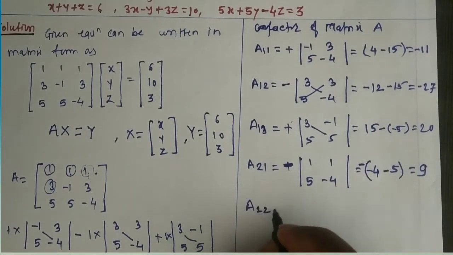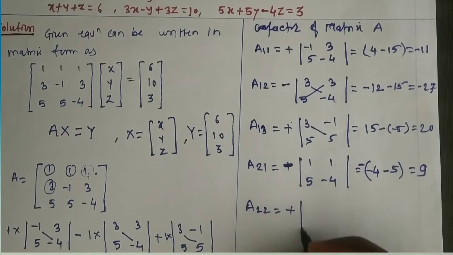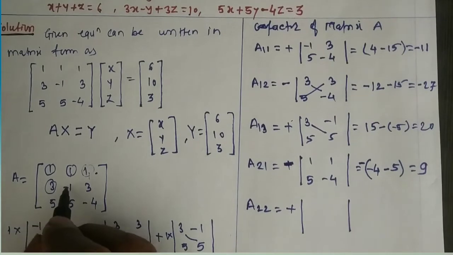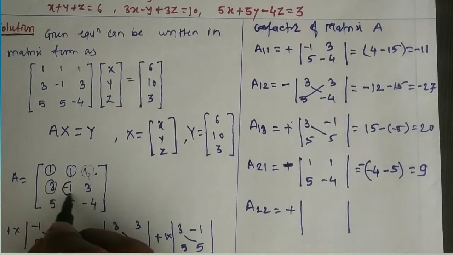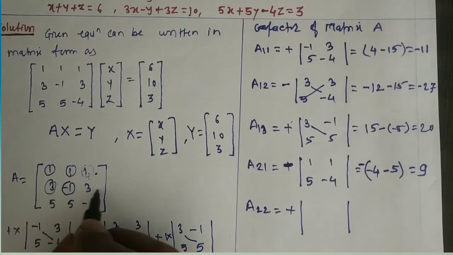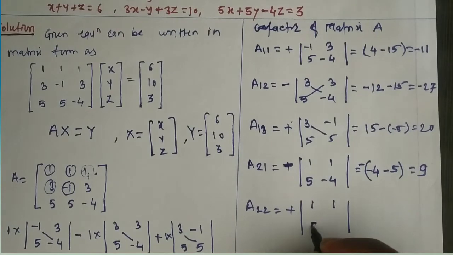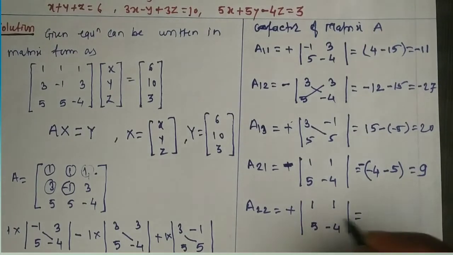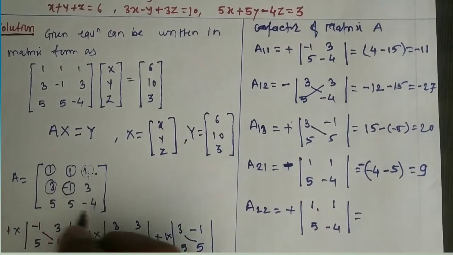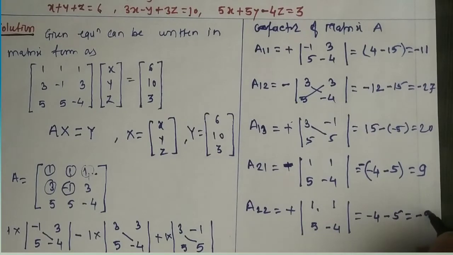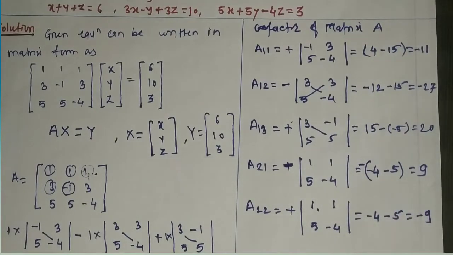Now calculate what is A22. After minus we have to write plus. So A22 means fourth entry. This entry 4. So eliminate this and this. Correct? Vertically and horizontally. What are the remaining entries? 1, 1 and 5 minus 4. So 1 into minus 4 is minus 4 and minus 5 into 1 is minus 5. So what is this? Minus 9.